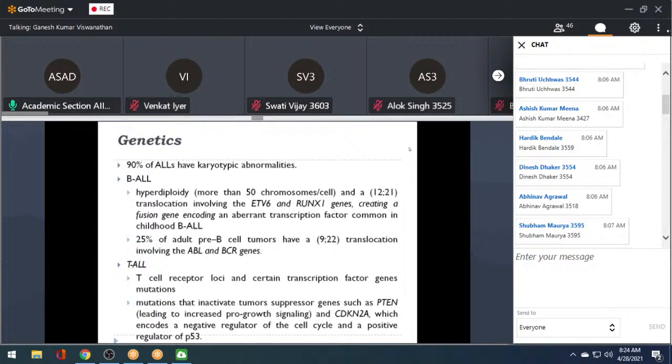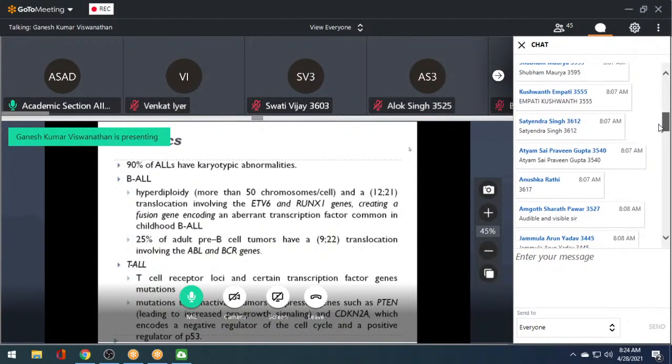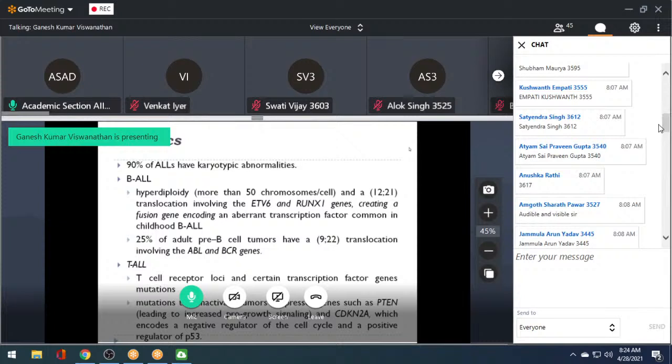25% of adult pre-B ALLs. Adult ALLs behave differently from pediatric ALLs. A large proportion of this, about one-fourth, have a translocation 9;22, in which the genes involved are the ABL and BCR genes. So one, we can diagnose these cancers using these techniques. Two, we can understand how these leukemias behave.